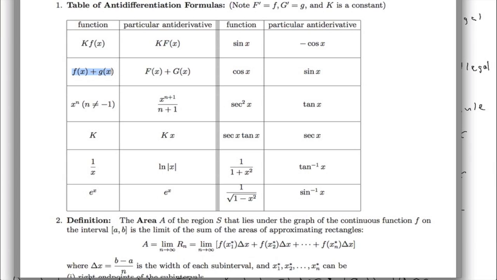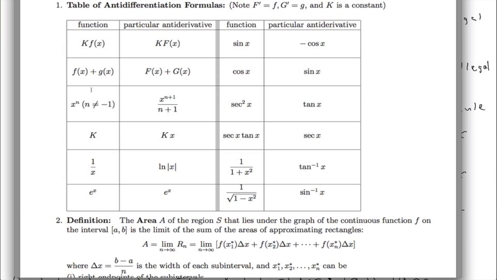And here they're doing the sum rule. So what does capital F stand for? The antiderivative of lowercase f. And what does capital G stand for? The antiderivative of lowercase g. So they're saying here's the sum rule. If you're trying to take the antiderivative of a sum, just take the antiderivative of one function and take the antiderivative of the other function and just add them up.